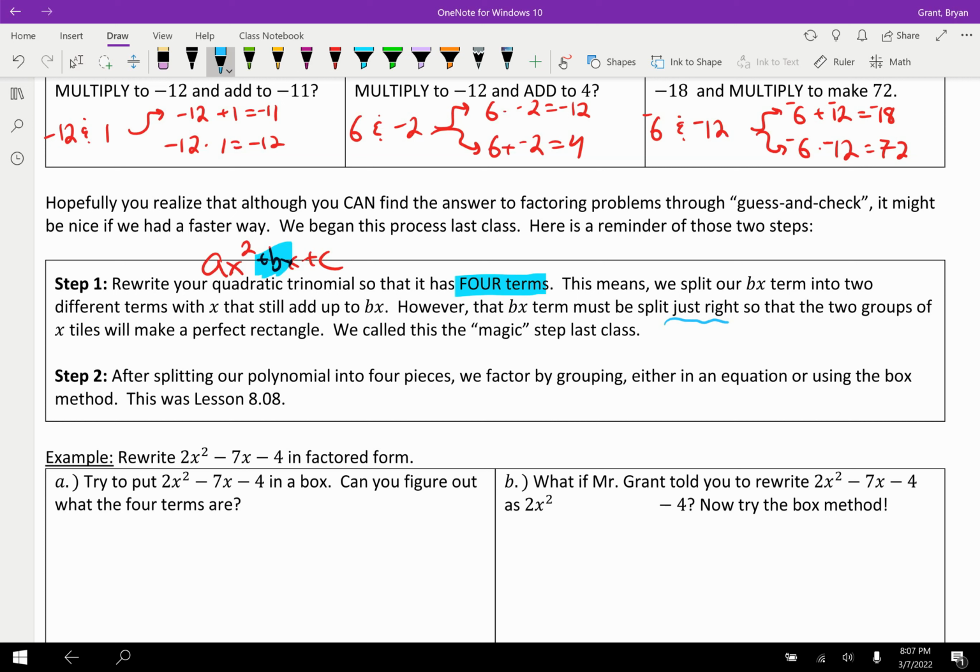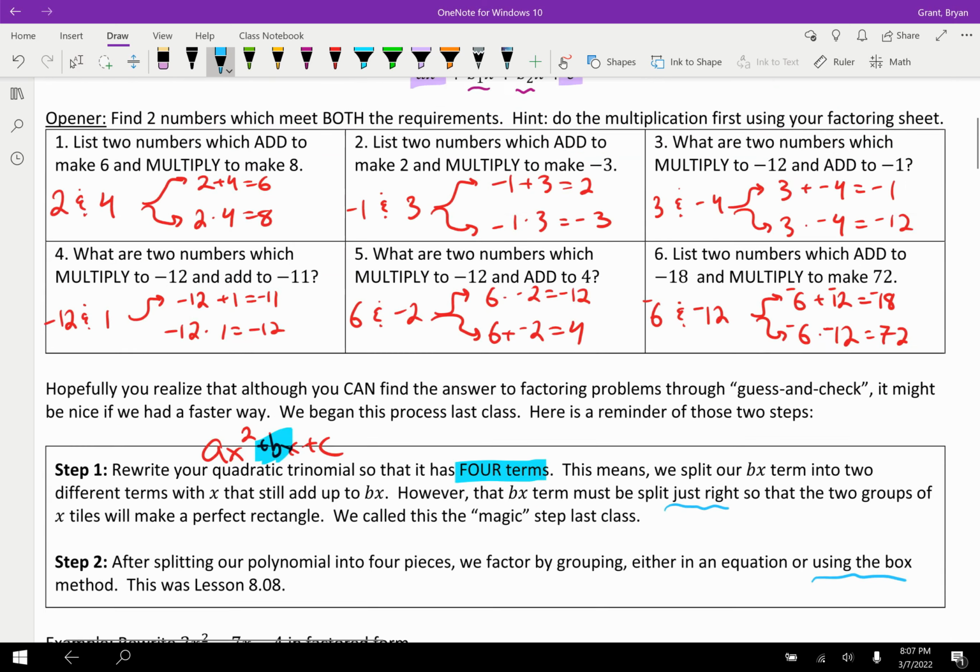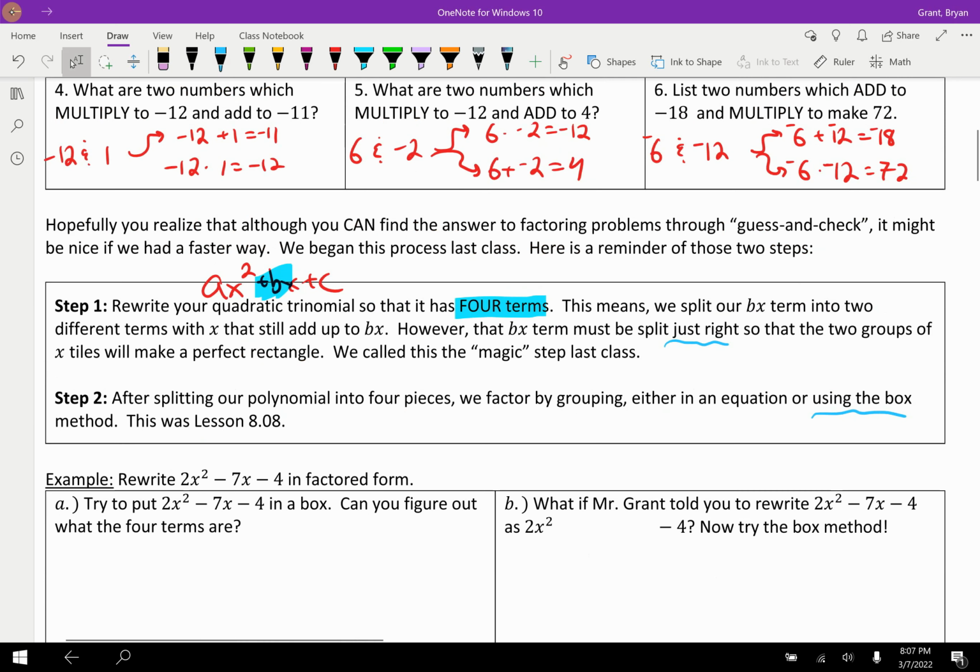Step 2, though, was the easy part. Once we had our polynomial in 4 pieces, we factor by grouping, and we used the box last class. It says that was lesson 8.08. That was really 8.07. Awkward typo. We'll do it like this, 8.07.